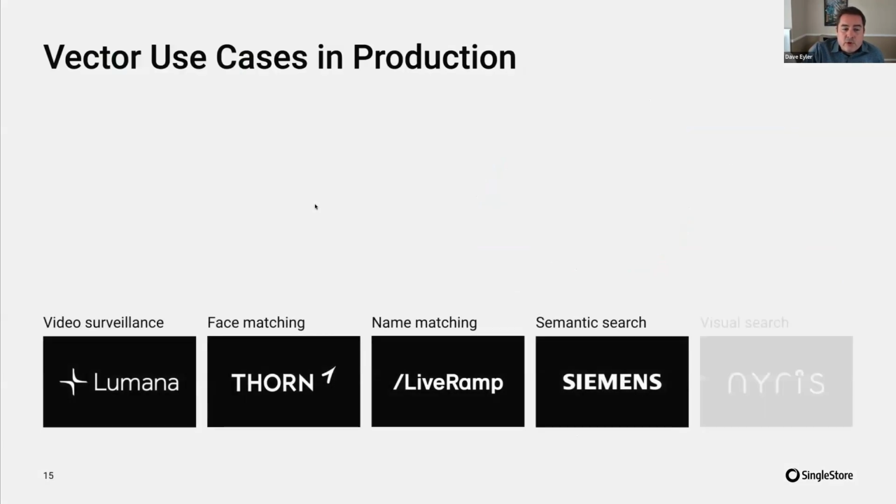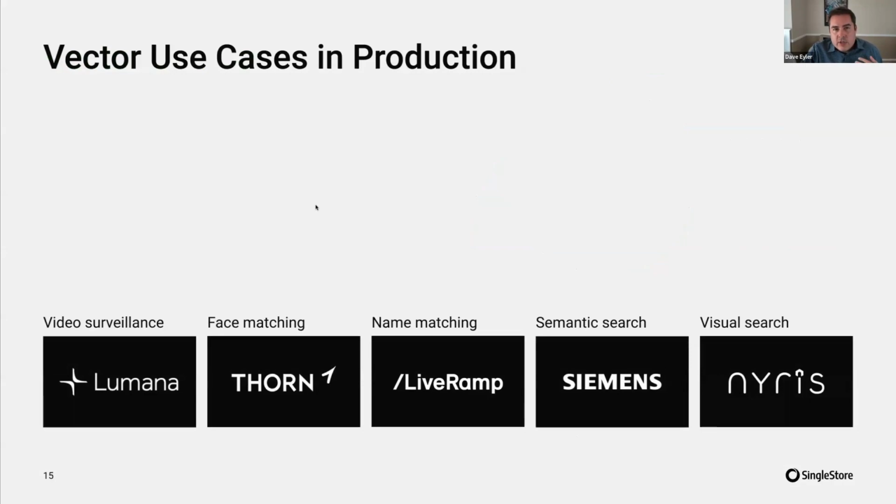All right. And our customers are already doing it. Companies like Lumana are using it for video surveillance, to search inside of the videos. Thorn is a platform for protecting kids from abuse. They're using it to match faces. LiveRamp uses it to connect emails to each other with semantic search. Siemens also uses it for semantic search on their Pulse Analytics that they use internally to see how their employees are feeling. And Nyrus is another platform that uses visual search, and we're always adding more of these. So we have got you covered for everything I talked about. Transact, analyze, and contextualize in one place in SingleStore.